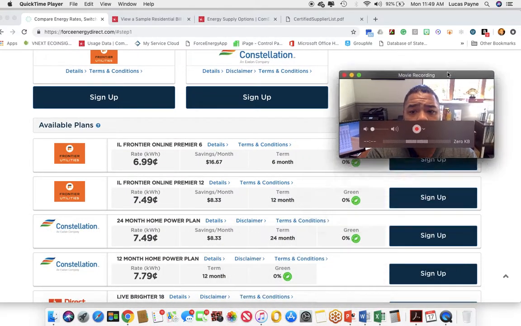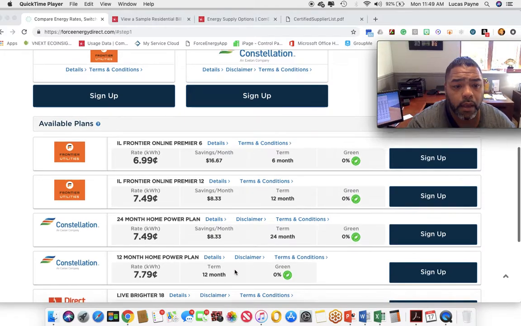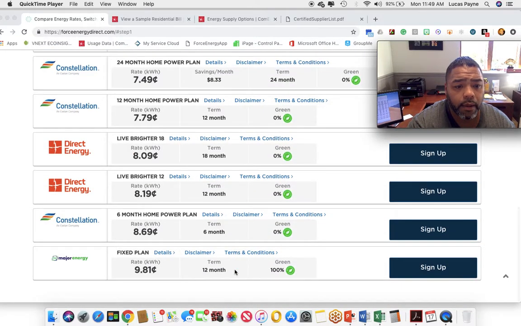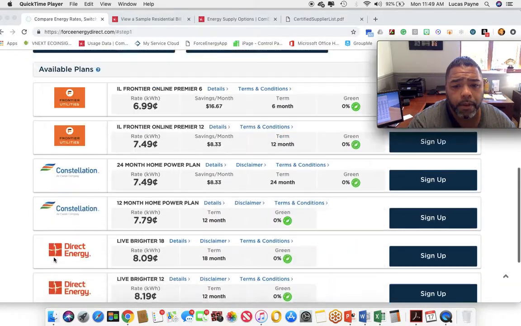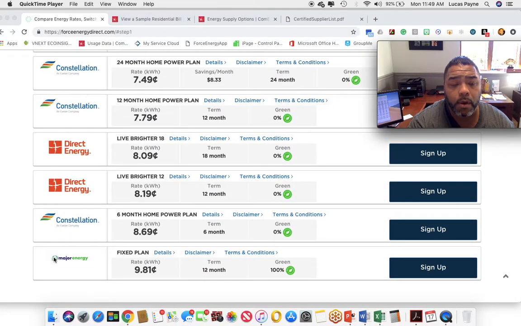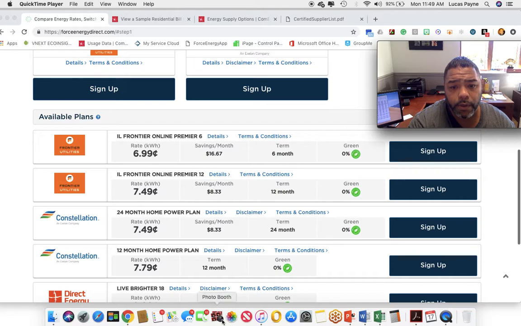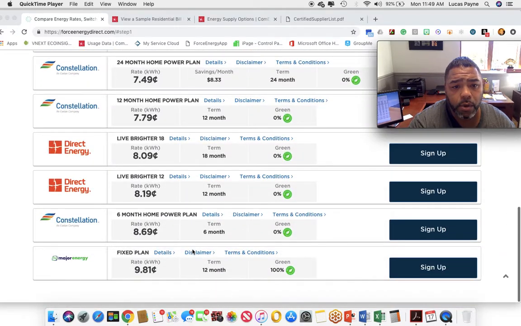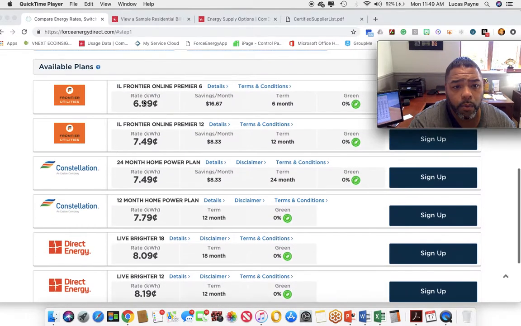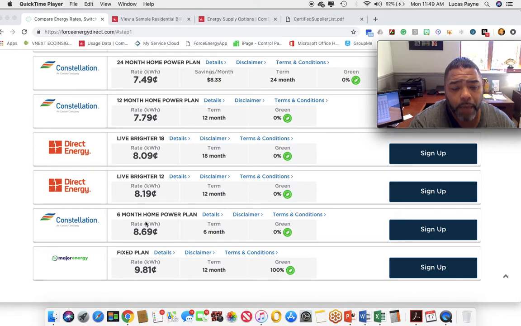If we look over here, and I'm going to move my screen over for a second, you'll see that Direct and other companies were also available for this zip code. And you'll notice that the rates kind of go up as you go down. Constellation has 18-month, 12-month, and 6-month power plans, but for those shorter terms, they don't really have anything that competitive.